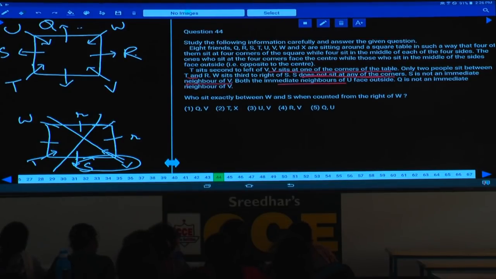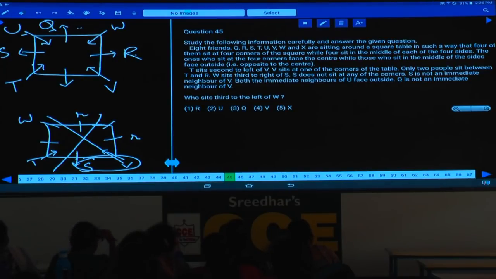Then question number 44. Who sits exactly between W and S when counted from the right of W? Who are those 2 persons? Q and U. Q and U, that is choice 5. Then question number 45. Who sits to the immediate left of W? Immediate left of W is R. R, that is given in choice 1.